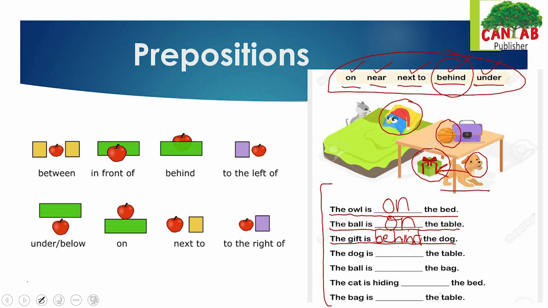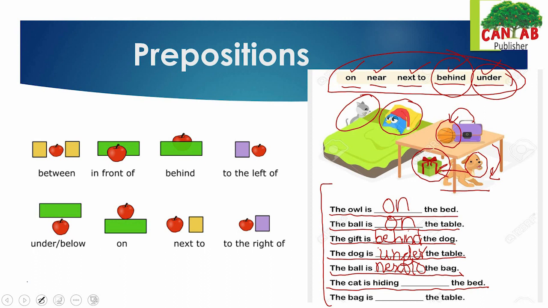The dog is dash the table. The dog is under the table. The ball is dashed the bag. The ball is next to the bag. Next to. The cat is hiding dashed the bed. Behind. The bag is dashed the table. On the table.